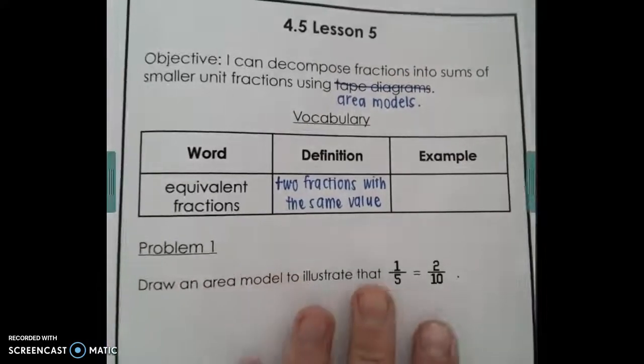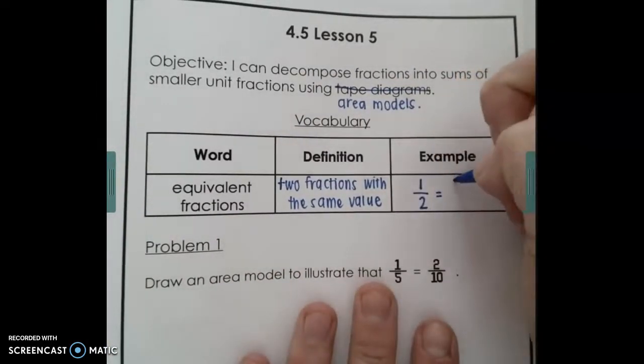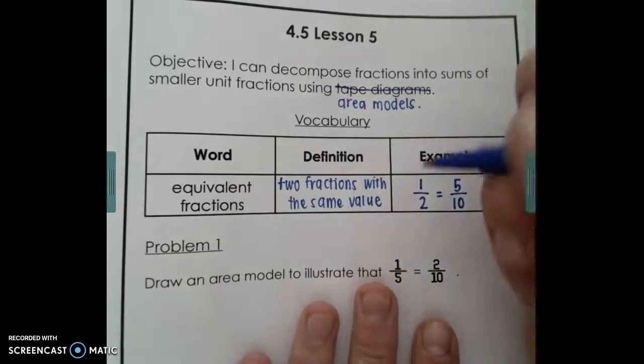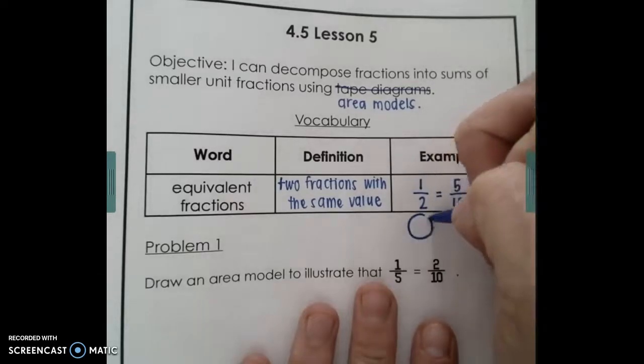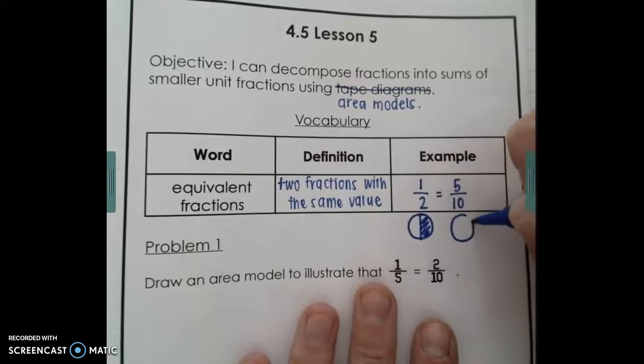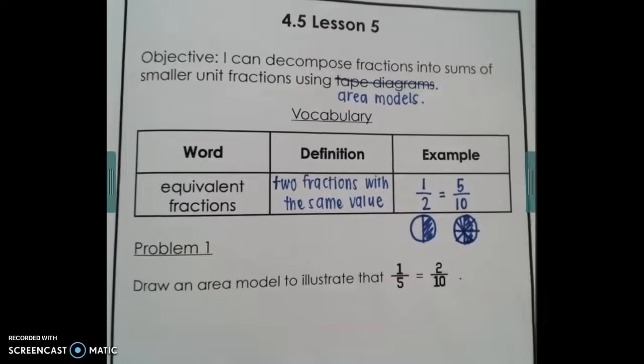So an example of that would be 1/2 is equal to 5/10. That's also half, right? And I can draw a picture of that where I have half shaded in. And then it would be the same thing as cutting this into 5 parts. 1, 2, 3, 4. Maybe one more time. 5. And shading all that in, right? They're equal. They're the same part.